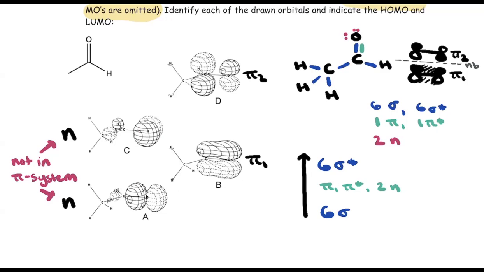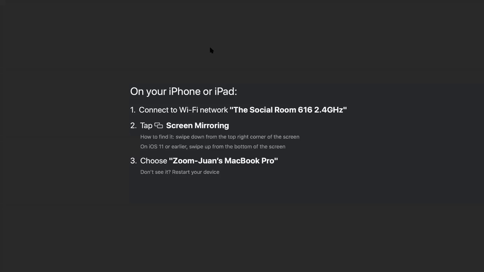All right. So now you want to find your HOMO and LUMO. Now, because here we have a full molecular orbital diagram, it's actually different from how we calculated the other HOMO and LUMO.